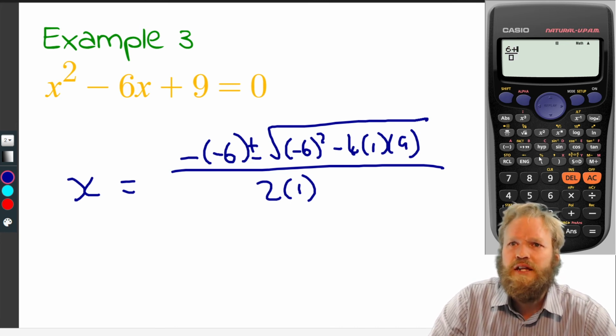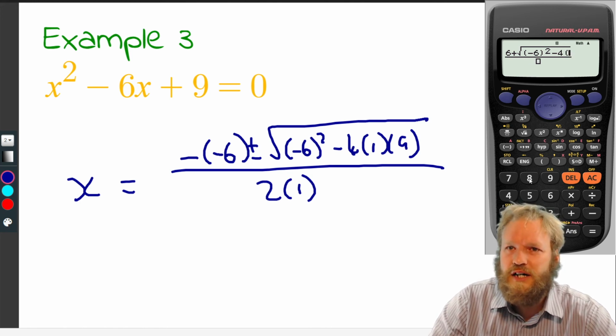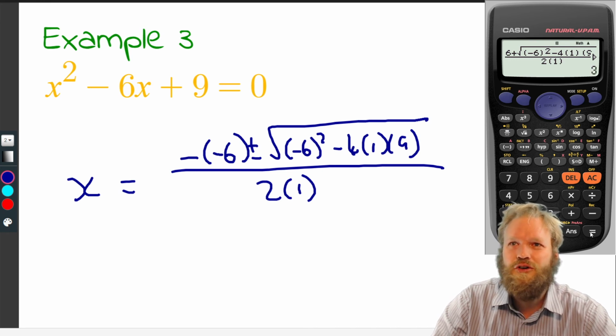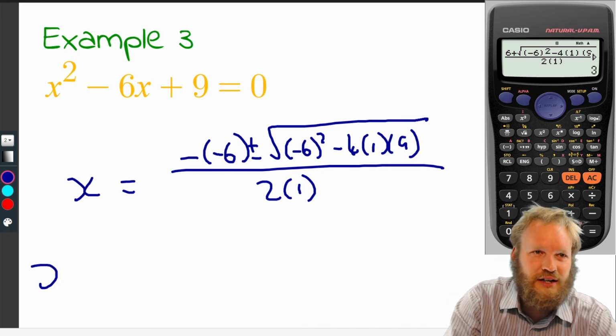Plus the square root of minus 6 squared, I know it's 36. Actually, I'll change my mind and say, you know what? Just punch it in case you make a mistake. Minus 4 times 1 times 9. Everything over 2 times 1. You know what? I lost my brain and I didn't realize that was 2. Okay, equals 3. Cool. So x equals 3.